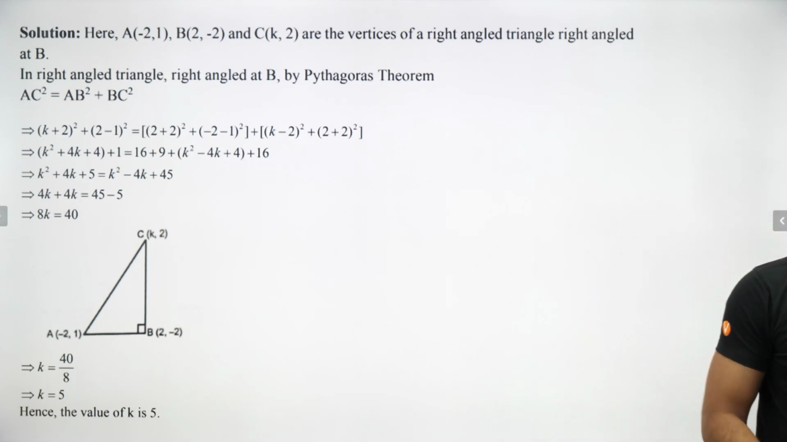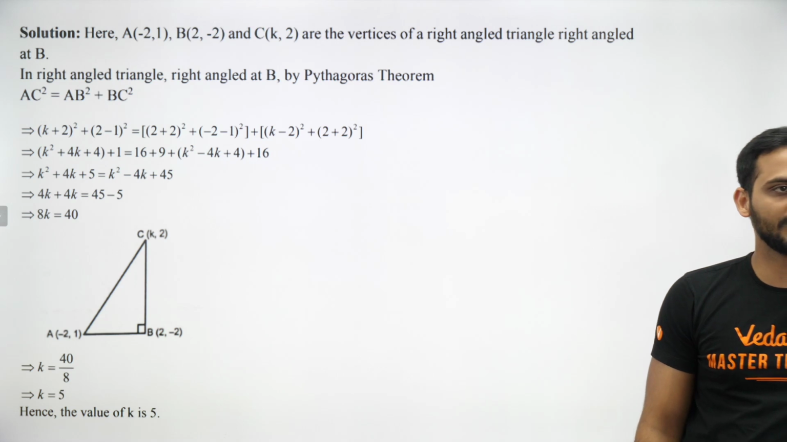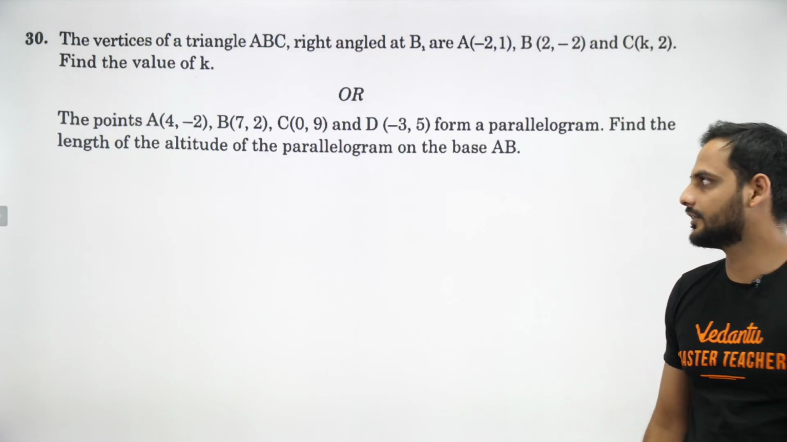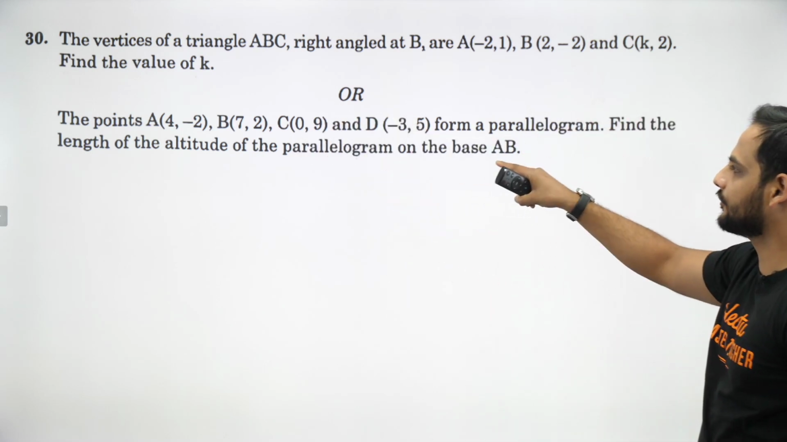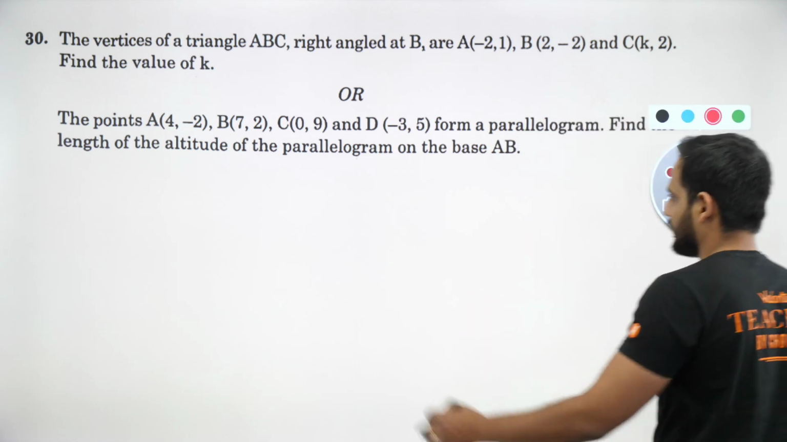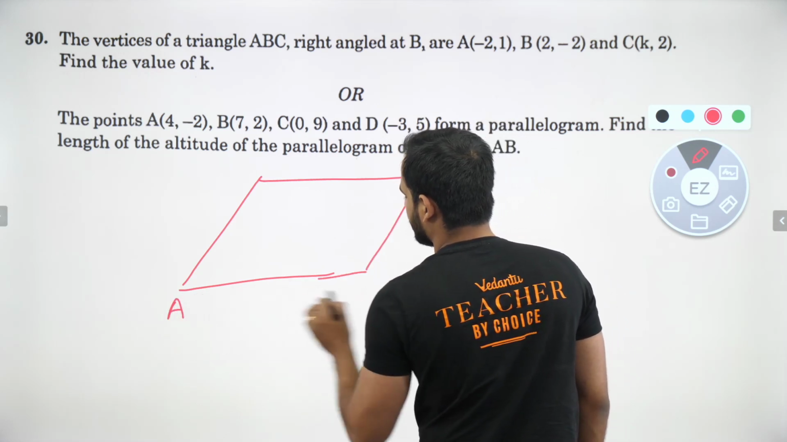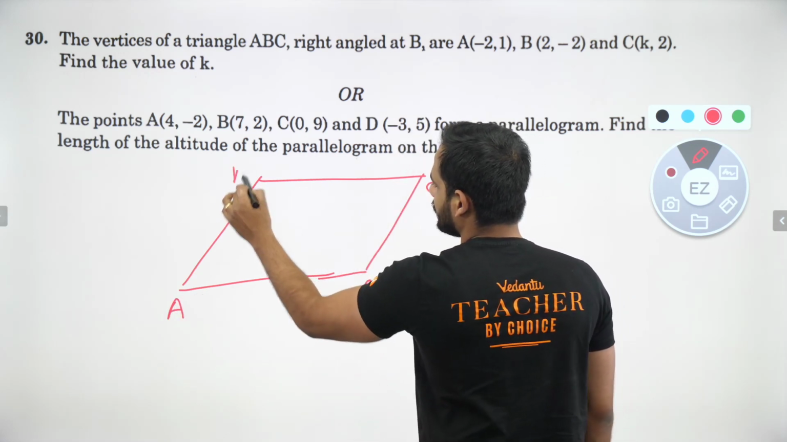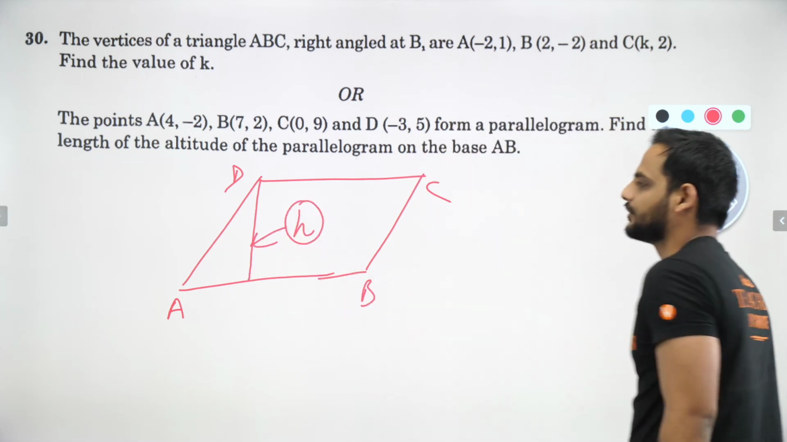Take a snapshot. Quickly check the answer later, how to do the solution, if you have not done it. Okay, what was the OR question? The points A, B, C, D form a parallelogram. Find the length of the altitude of the parallelogram on the base AB. Let me just tell you the logic. These are the 4 vertices given. A, B, C, D vertices are given. They are saying find out the length of this altitude.